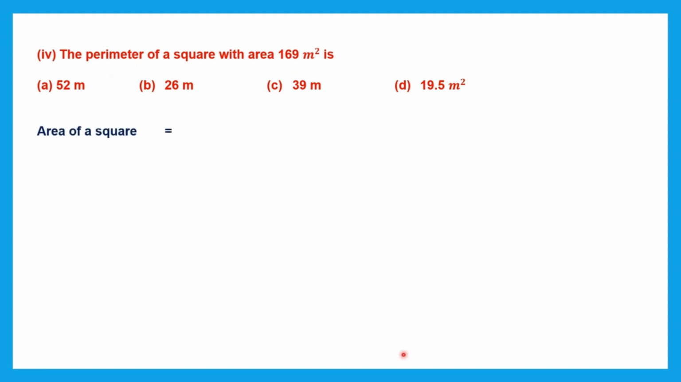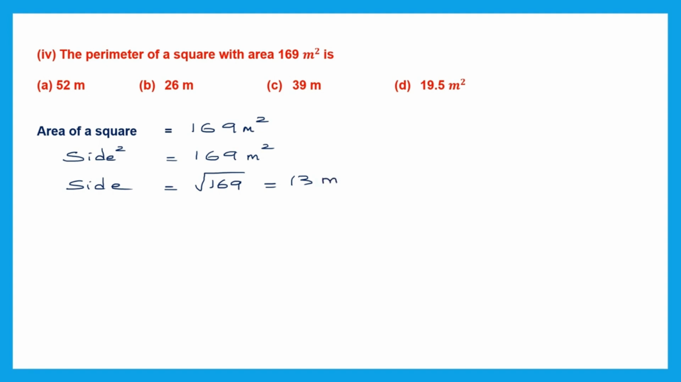So let's begin by saying area of the square that's given to us is 169 meters square. And what is the formula for area of a square? The formula is side square. This is the area. So side square is equal to 169 meters square. That means we can find the value of side if we find the square root of 169. So the square root of 169 is 13. So 13 meters. This is the value of the side. The side is 13 meters.